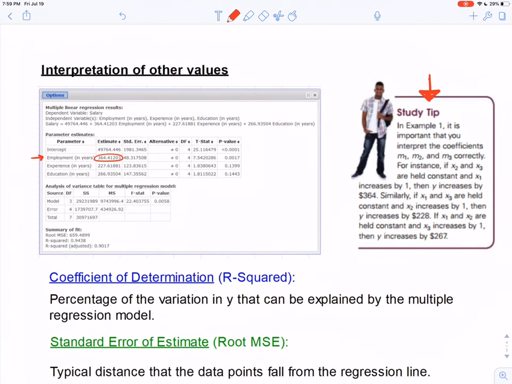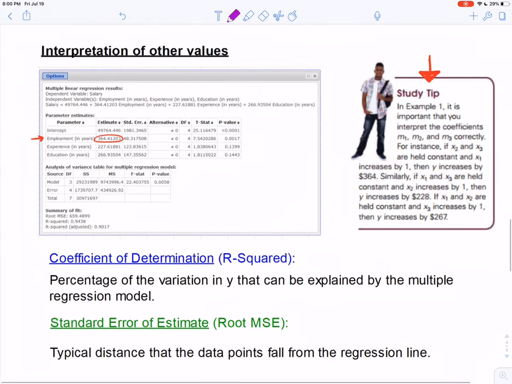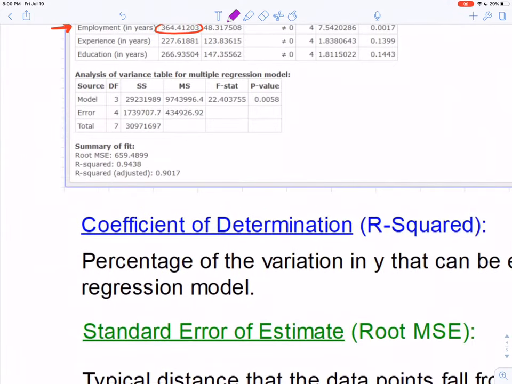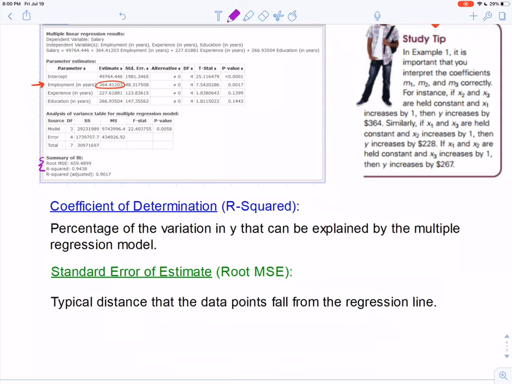All right, now the other values that you're going to be asked to interpret here are the values that you're seeing right down here at the bottom. Specifically, the coefficient of determination, that's the R squared, and the standard error of estimate, which is what's labeled here as the root MSE, the root mean square error is what that stands for. Now, the way I interpret those, the coefficient of determination tells me the percentage of the variation in Y that can be explained by the multiple regression model.